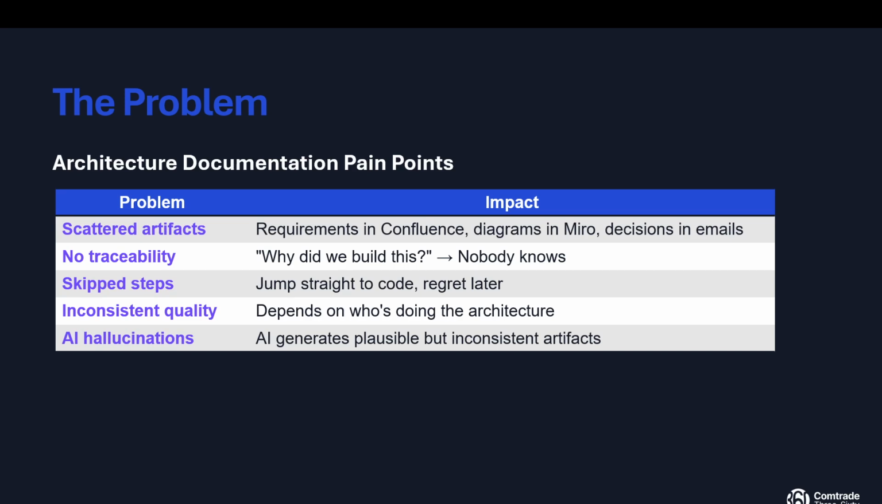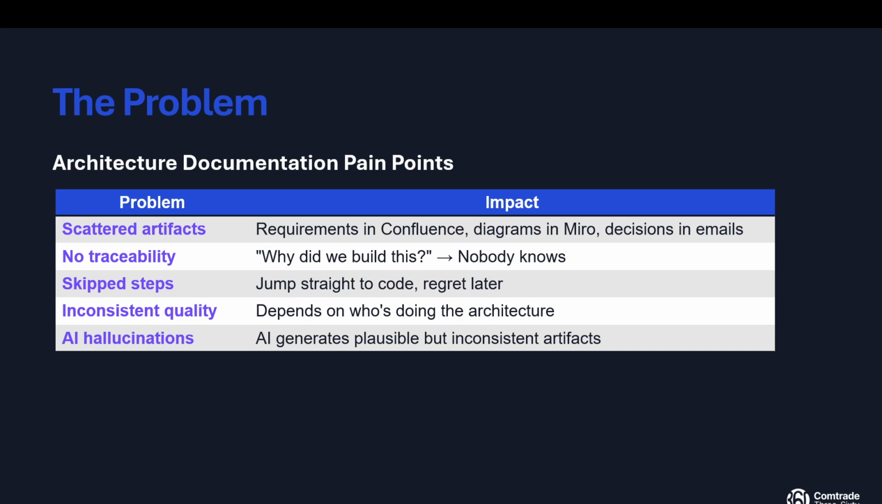Secondly, no traceability. Six months after launch, somebody asks, why did we build it this way? And nobody knows. The person who made that decision has moved on, and there is no documentation linking the requirements to the implementation. Then we often see skipped steps.